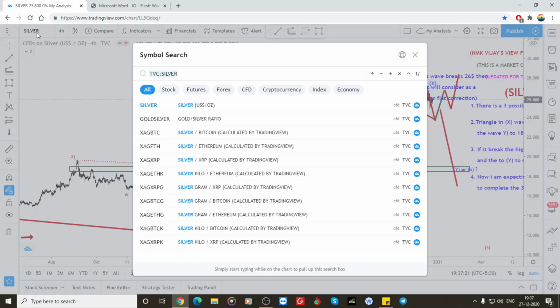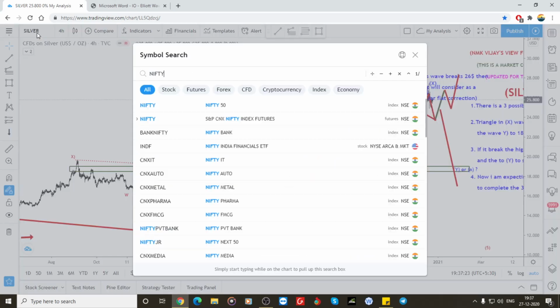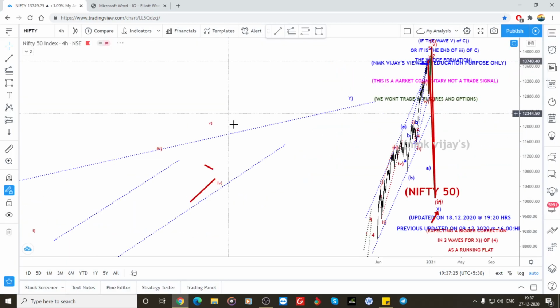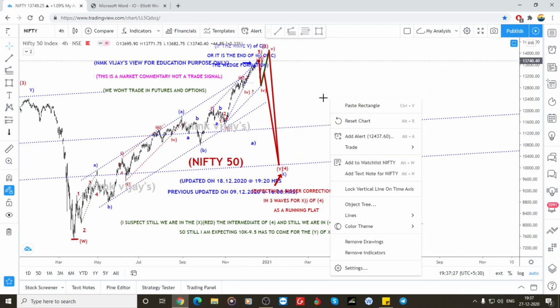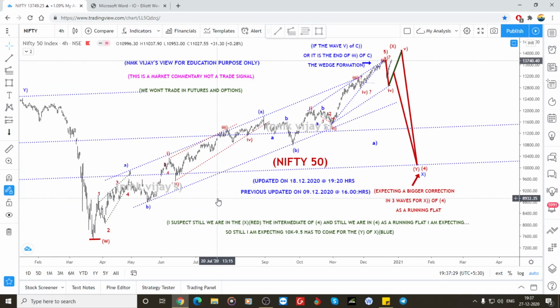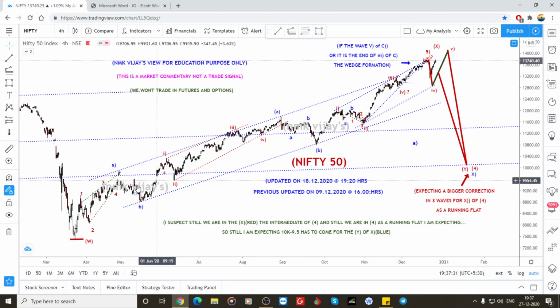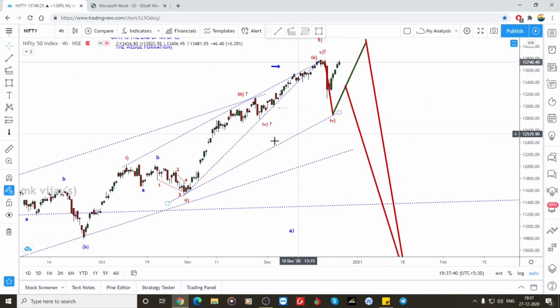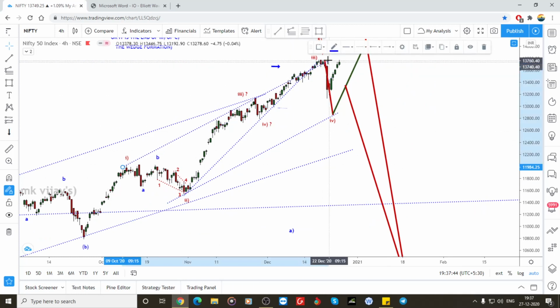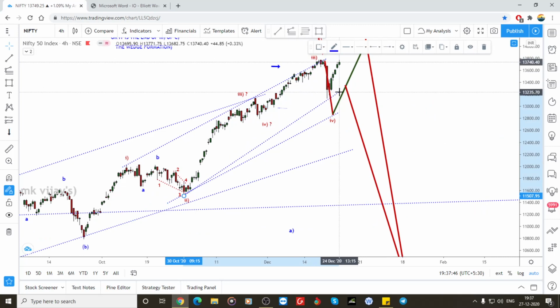So in the Nifty also, once again we will see that perfect channel. Yes, see, it is in the perfect channel, right? And this is the end of the trend here, and see it's looking like a wedge. Now it could be a channel also.